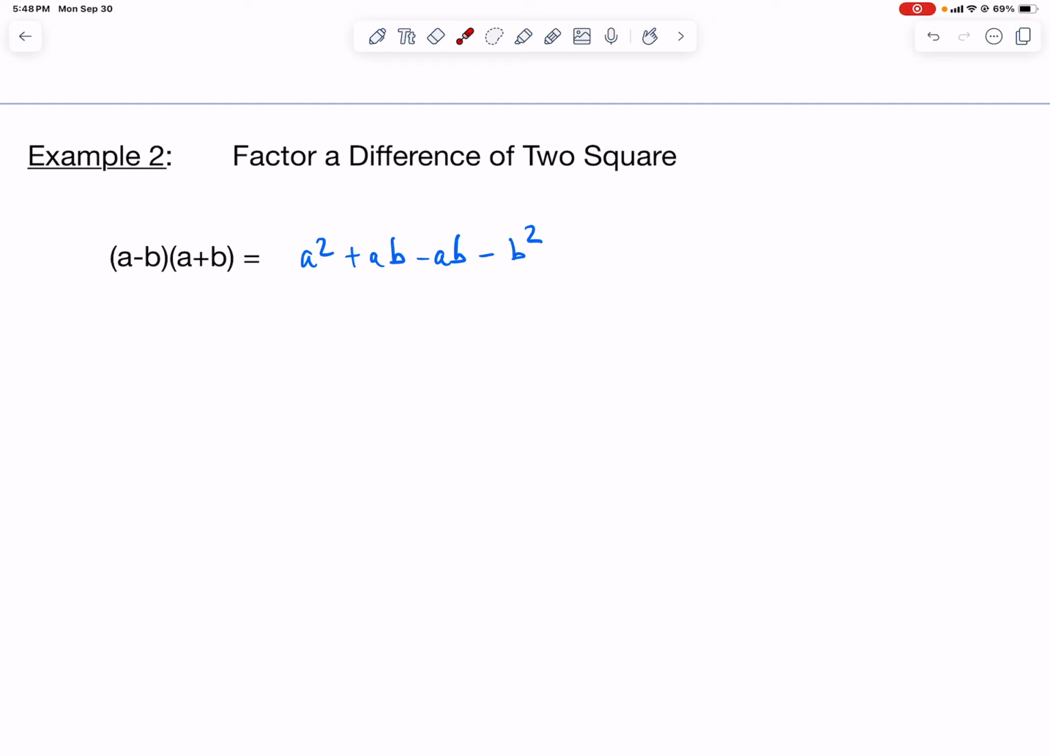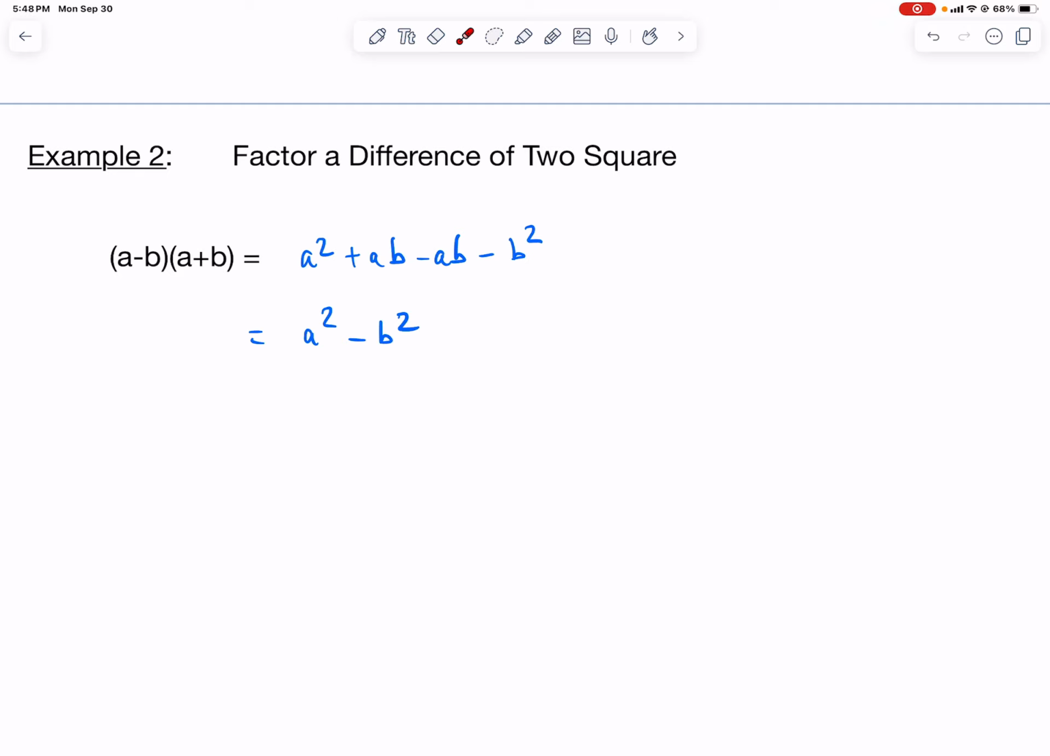Okay. Then what we're going to do is combine like terms. And when we do that, what we get is a squared minus b squared. Notice that the middle terms cancel out. So this is what we call a difference of 2 squares. This is one square, here's another square, and it's the difference of the two.